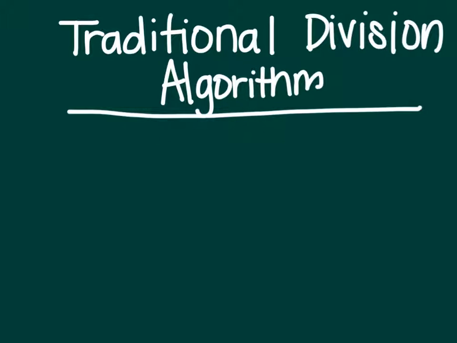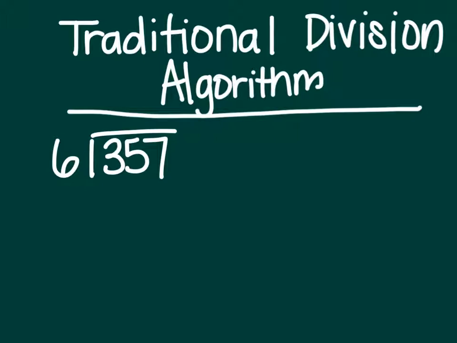Good morning, mathematicians. Today we're going to be learning how to divide numbers using the traditional division algorithm. We're going to start off by dividing 357 by one divisor, which is 6.